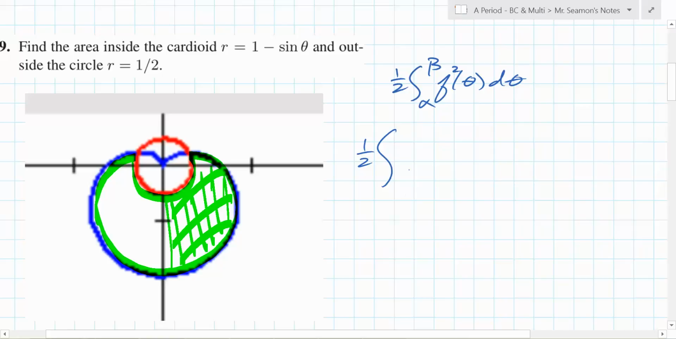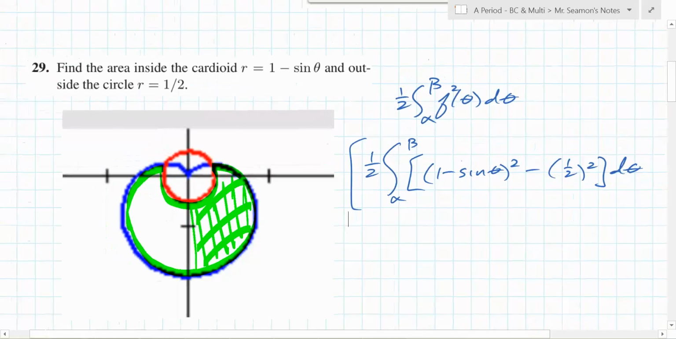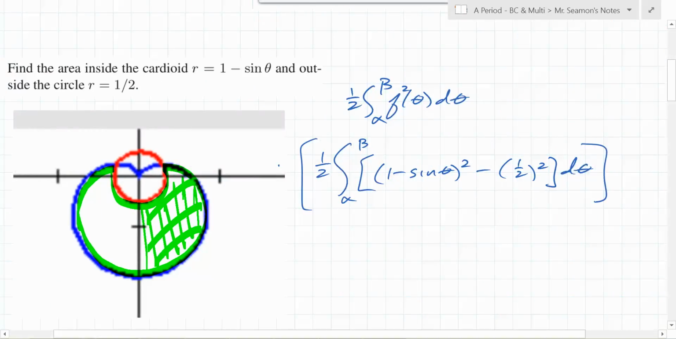Well, let's do that last, because what did I say the most common thing people do wrong on this is? What's the outer radius? The cardioid, so 1 minus sine theta squared. What's the inner radius? 1/2 squared d theta. So that's going to be half of it. If we just want the green region, what do we have to do to this whole thing? Multiply by 2.